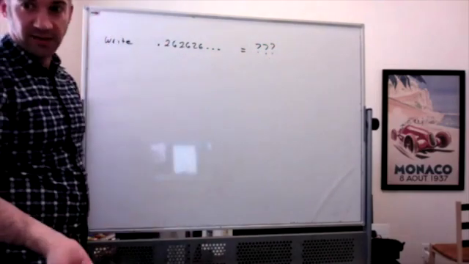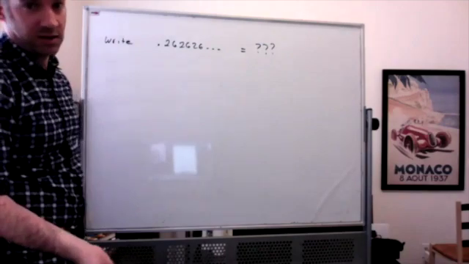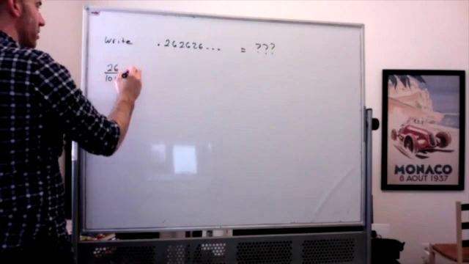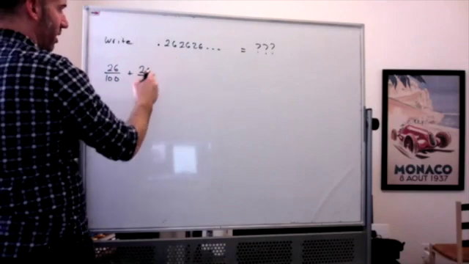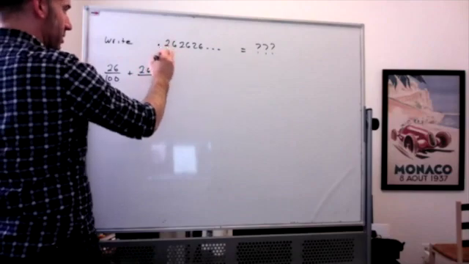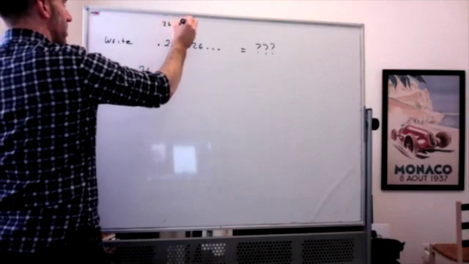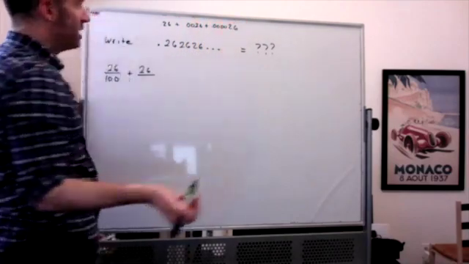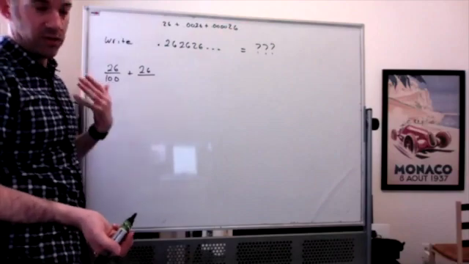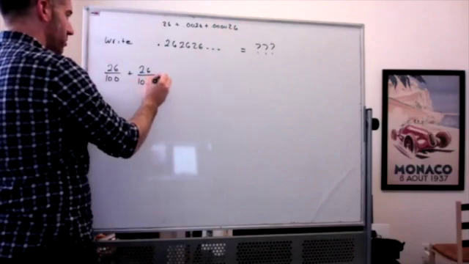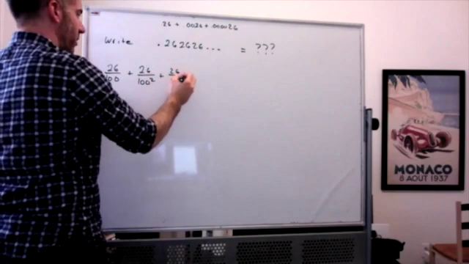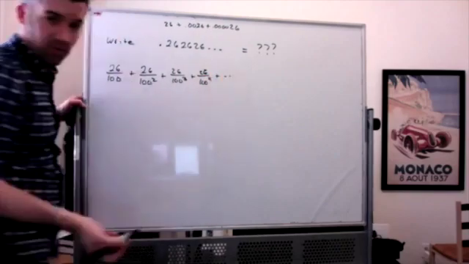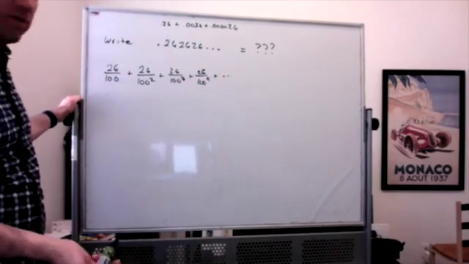There is a very slick way of doing this, and it involves using a geometric series. So I could write this as 26 over 100 plus 26 over 100 times another 100. This is 0.26 plus 0.0026 plus 0.00026. Each next term is 1/100th of the previous term. So you might recognize here that the ratio is 1/100th.